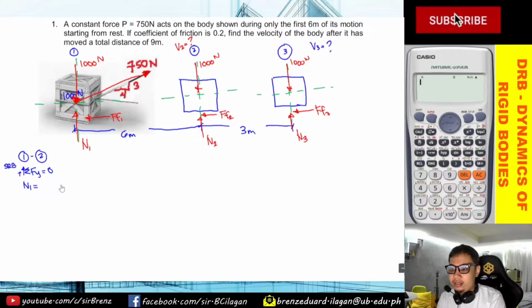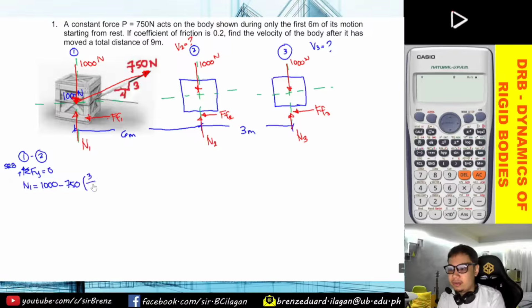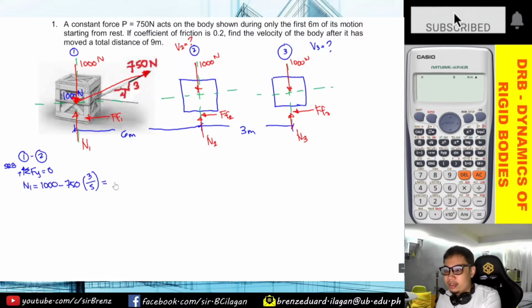So, N1 is equal, ito, pababa na, transpose sa kabila, naging positive. So, 1,000 minus 750 times 3. Kailangan lang natin is yung Y component over 5. So, what will be the value of our N sub 1?